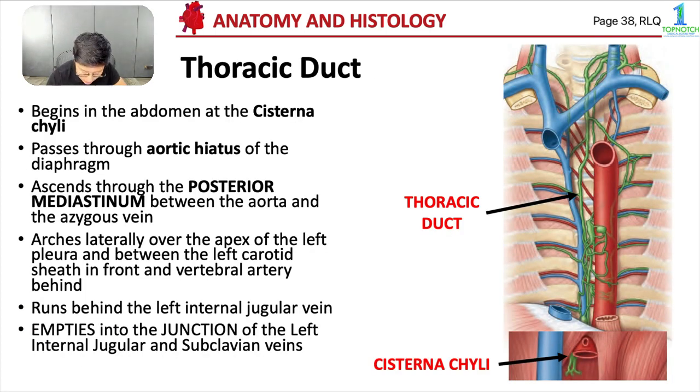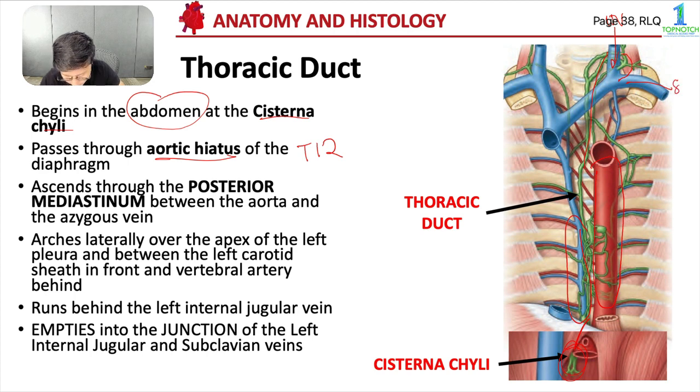So, the thoracic duct actually begins in the abdomen at the cisterna chyli. So, here in the abdomen, this is the cisterna chyli, it passes through the aortic hiatus of the diaphragm at T12, and it ascends through the posterior mediastinum between the aorta and the azygos vein. So ito yung aorta, nasa left, and your azygos again is at the right. And it runs behind the left internal jugular vein and empties into the junction of the left internal jugular and subclavian veins. So ito si IJV, at ito si subclavian.